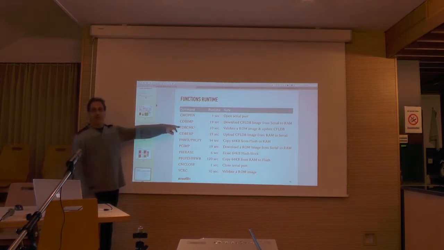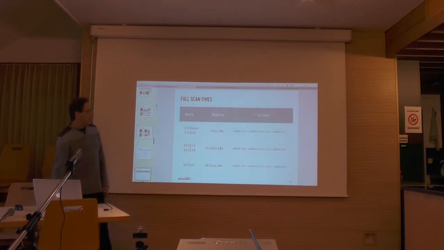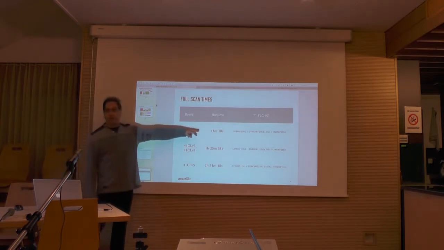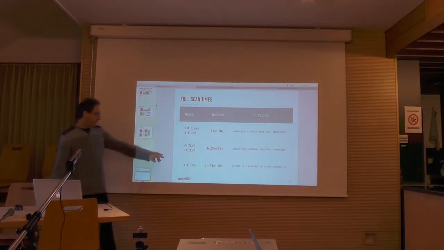If I have 500 runs, it's basically the time it takes. So a full scan of a V2 is 43 minutes. It's 1 hour 25 minutes for a V3 through a V4, and 2 hours 51 minutes for a V5.